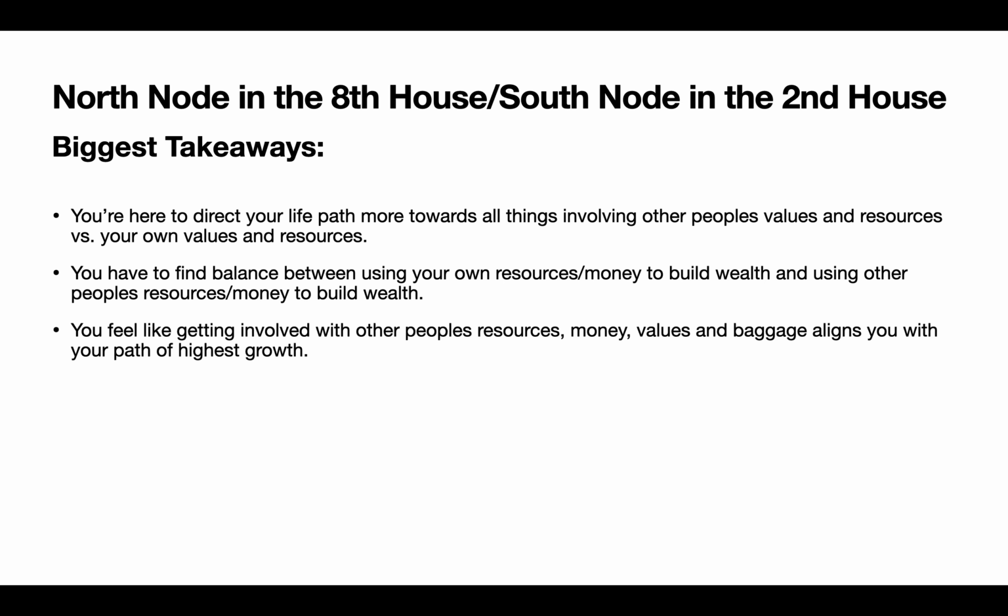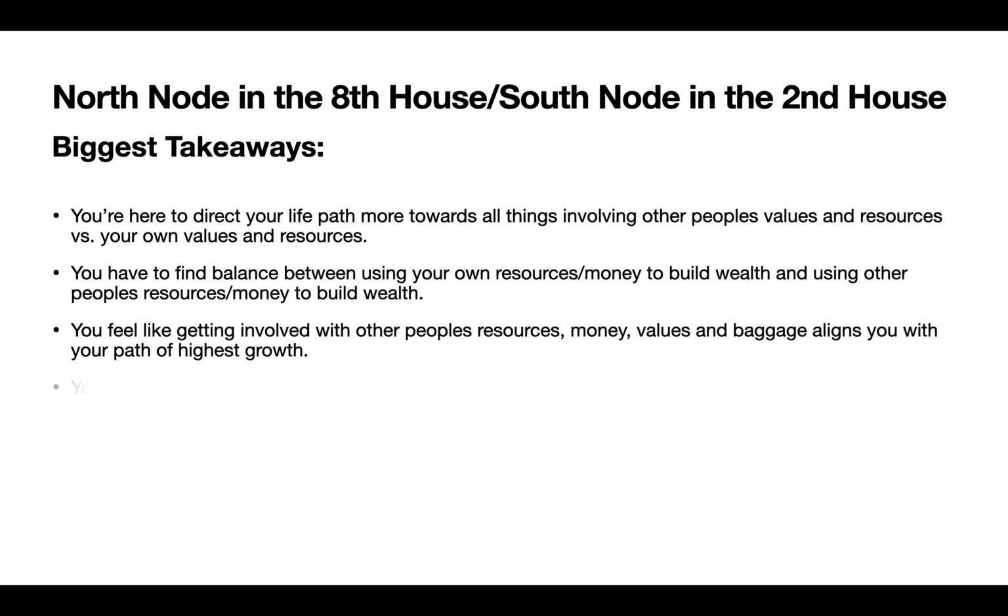You feel like getting involved with other people's resources, money, values, and baggage aligns you with your path of highest growth. North node again is the path of highest growth. The 8th house is other people's resources, money, values, and baggage. Okay, you feel like getting all involved in that aligns you with your path of highest growth. Now, this can manifest in many different ways, but this is what you feel like aligns you with growth.